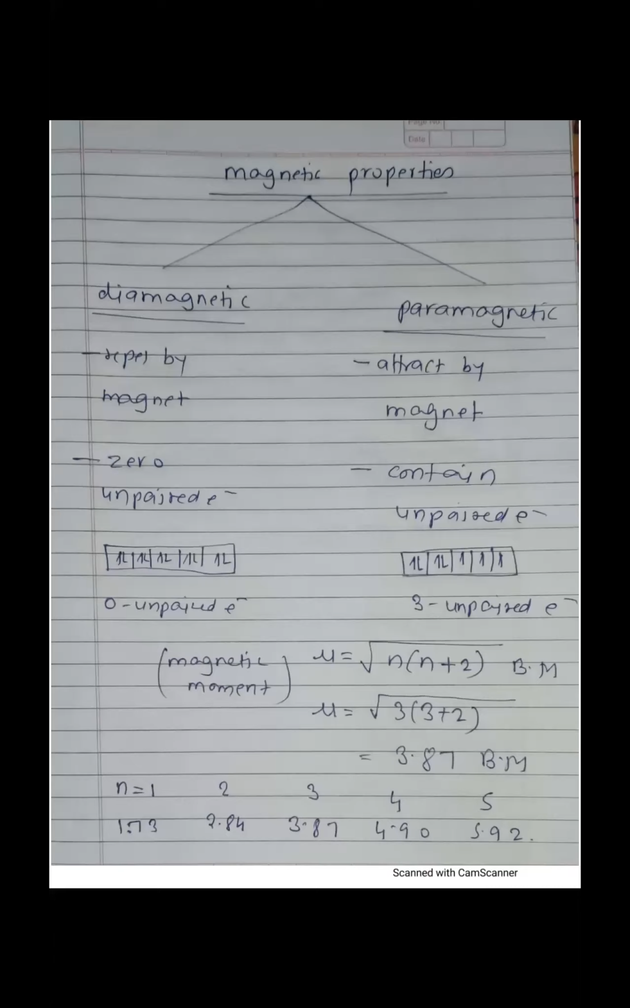Fe is 3d6 4s2. I have to remove 3 electrons to make it Fe plus 3. That's why I have removed 2 electrons from 4s and 1 electron from 3d. Then it will become 3d5. It means 5 unpaired electrons. So value of n equal to 5 for Fe plus 3, your answer would be 5.92. I hope, Vedant, now it is clear to you.